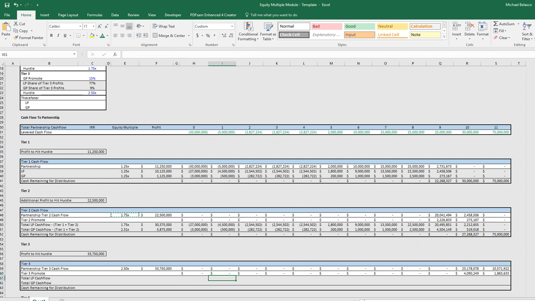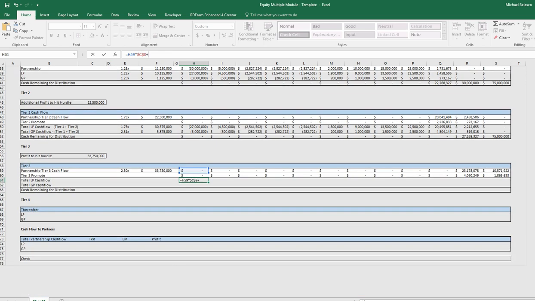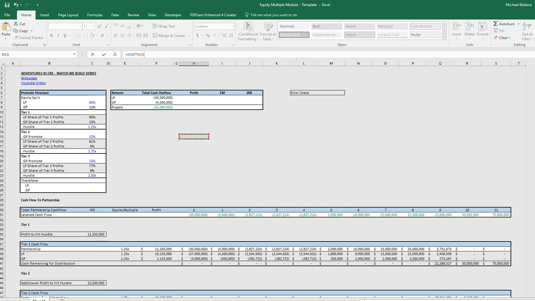All right, for the LP, let's do the cash roll up. So they're getting 90% of the partnership cash flow in tier 3. Plus, we know we rolled up this cash flow before in tier 2. So plus the cash flow that we rolled up in tier 2. And we'll do the same thing for the GP. So the GP gets 10% of the partnership cash flow in tier 3.